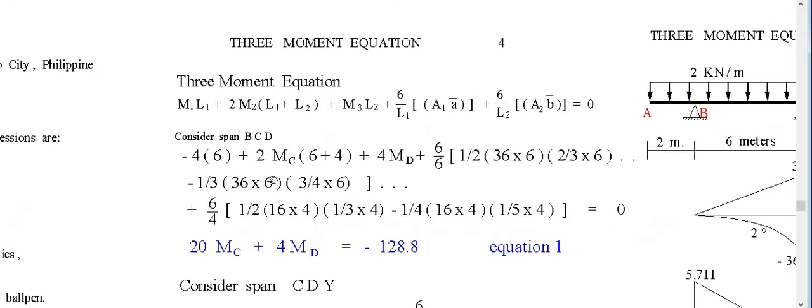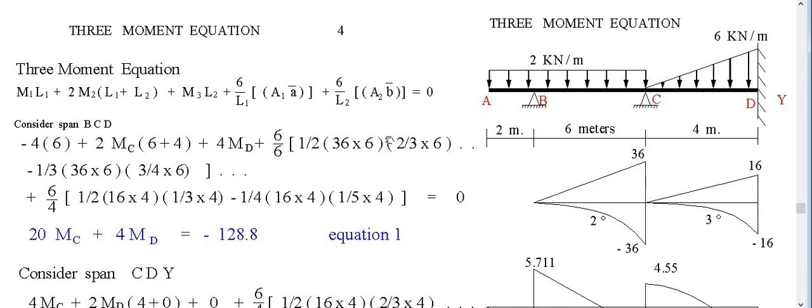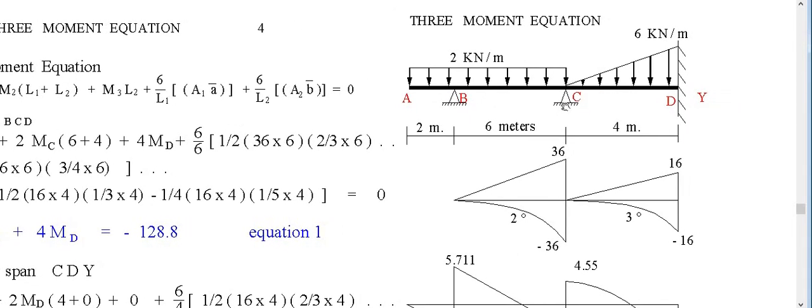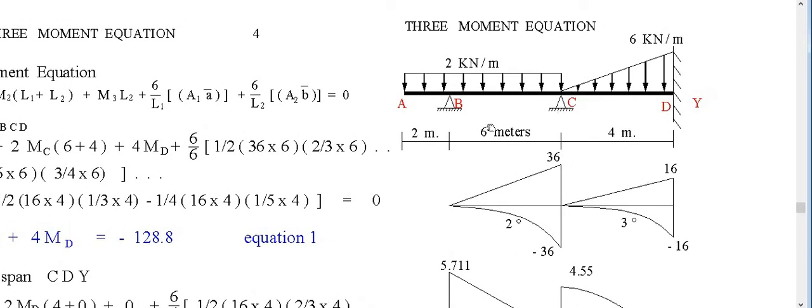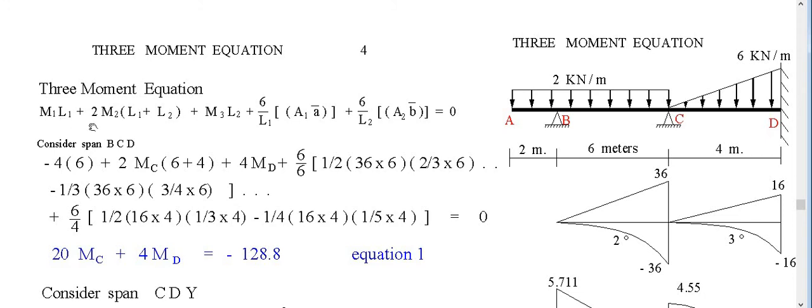Today I will have this fourth session, the three moment equation, given these two spans with loadings: uniform load and triangular load, with distances 2, 6 and 4. This is the basic equation of the three moment equation.